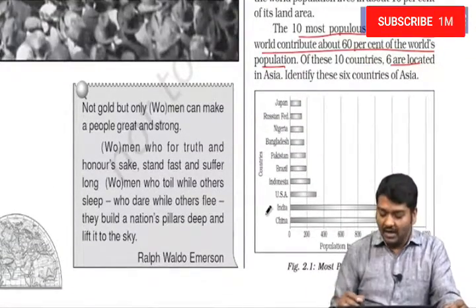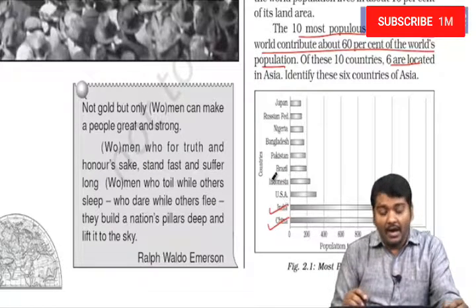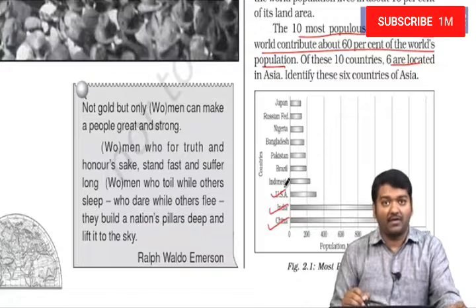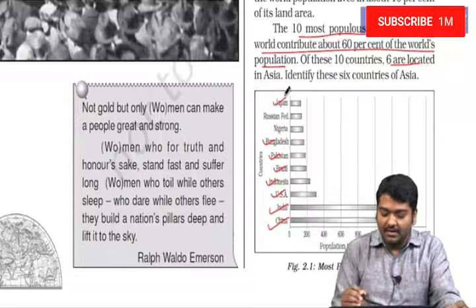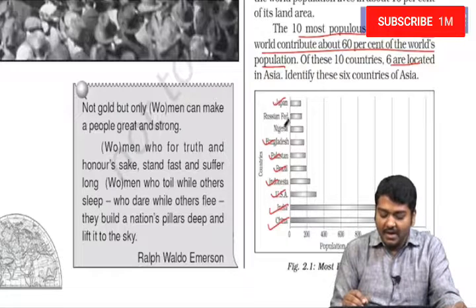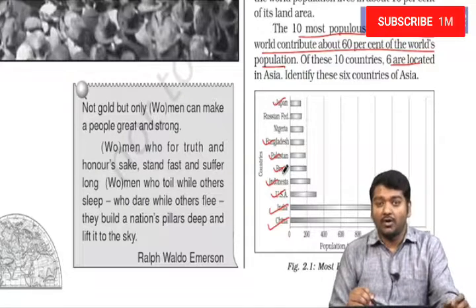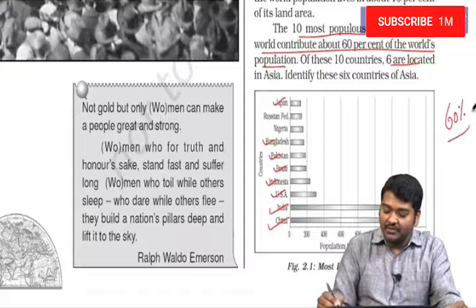Can we see which are they? The highest is China, followed by India, and then you have United States of America. Indonesia is also in Asia, Brazil, Pakistan, Bangladesh, Japan. So can you see USA, Nigeria, Russia, Brazil are the ones which are not there, and these actually form 60% of the world population.